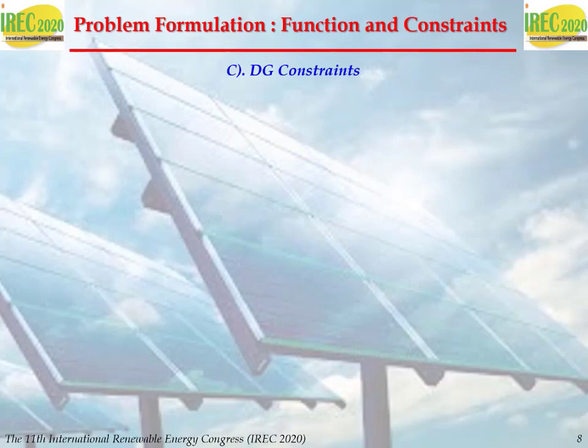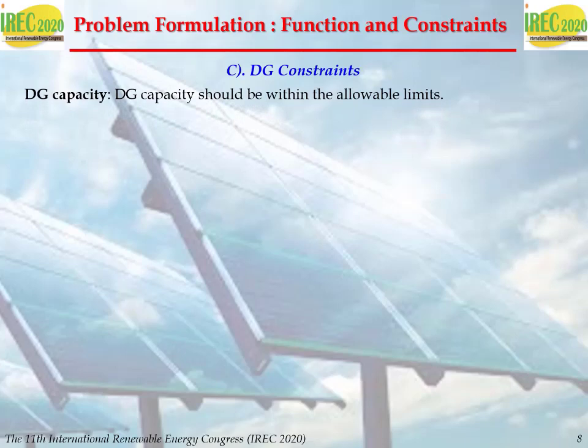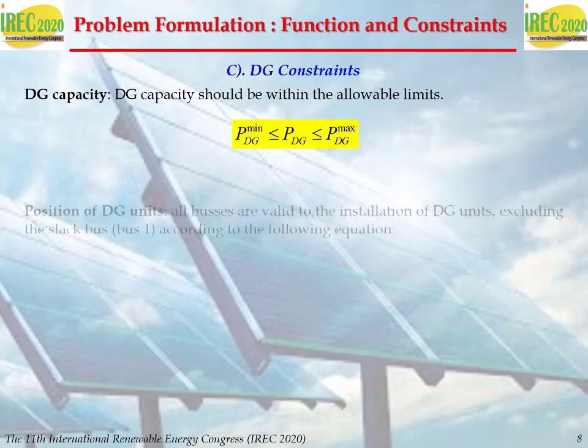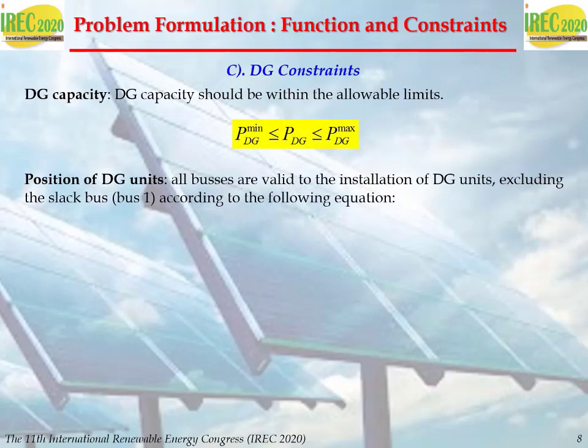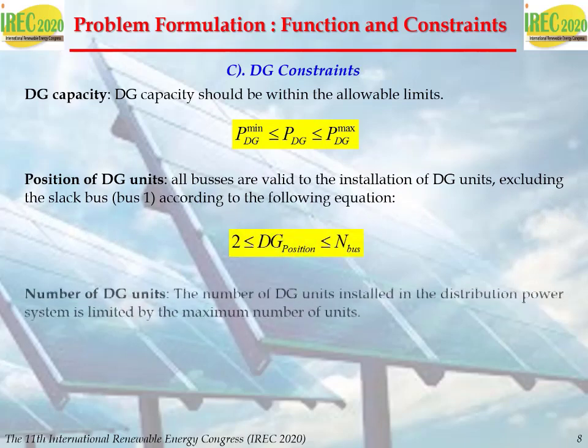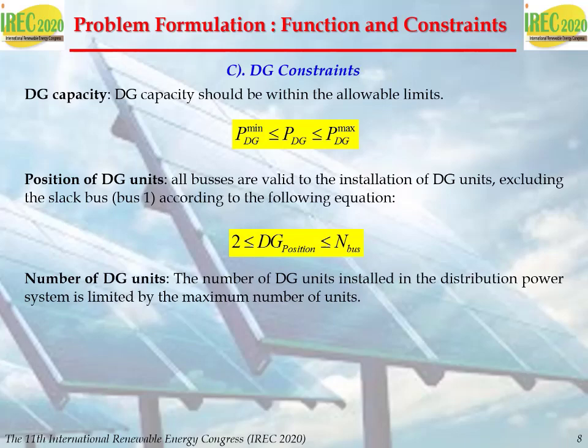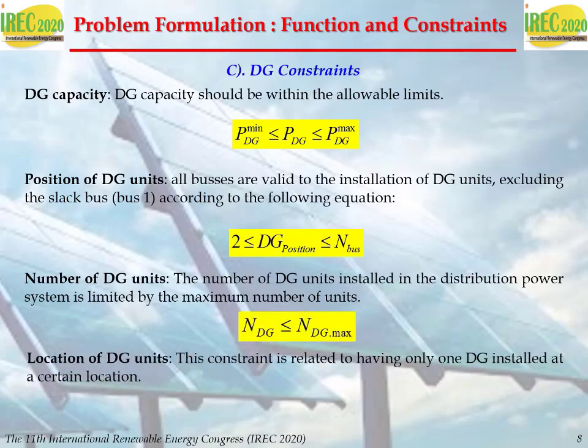For the DG constraints, we find the DG capacity, which should be within the allowable limits, the position of DG, then the number of DG, and finally the location of DG.